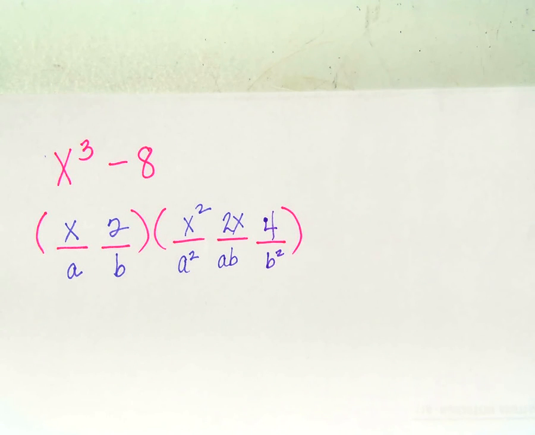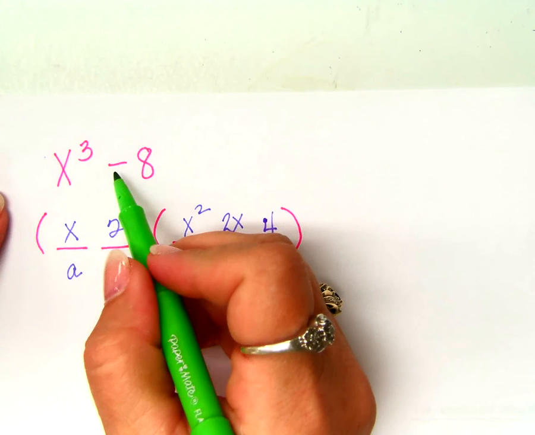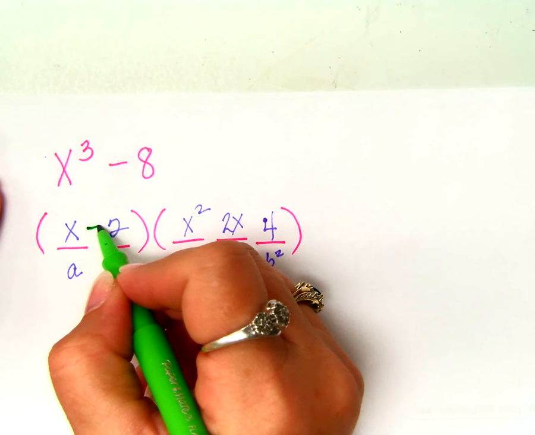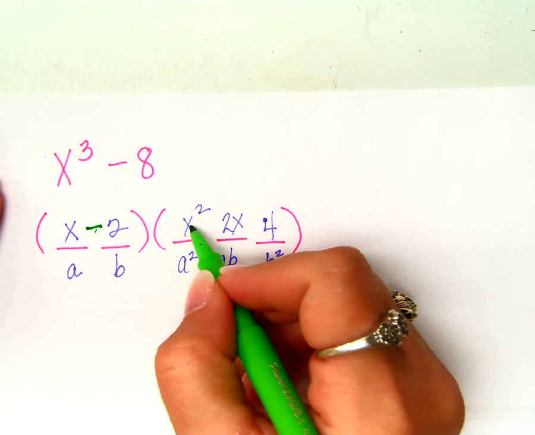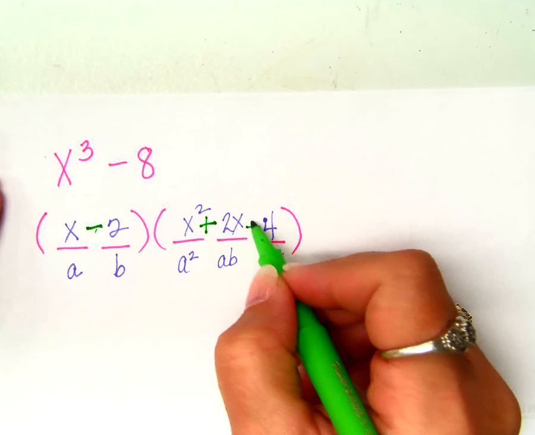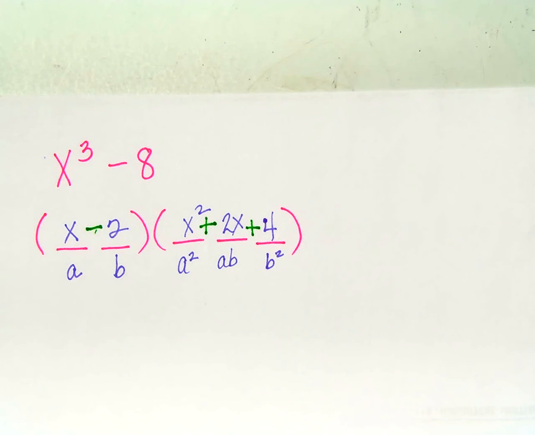So what's missing? The signs, right? All right. What's the sign in the problem? A minus. That's the sign in the binomial. The next sign is opposite of that. The last sign is always plus. Questions? You got it? Then let's do another one.